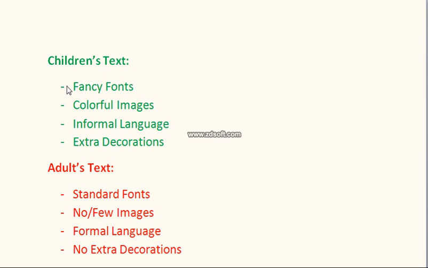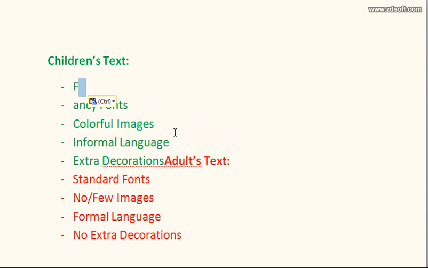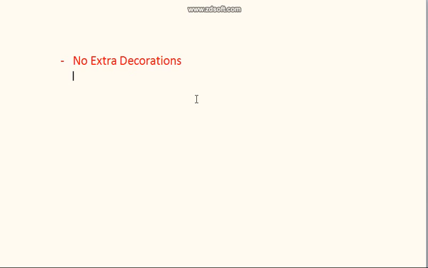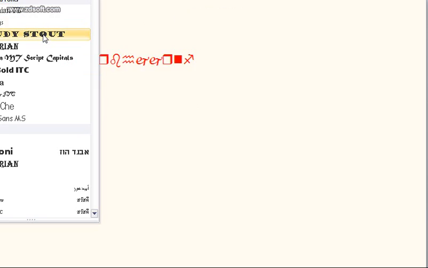So in a children's text, they may use fancy fonts like bubble writing or nice curly writing. Okay, let me not give an example of that, but that's basically what it is. Basically, in a children's text, they might use fonts like that, whereas in an adult's they'll just use the standard text like that.